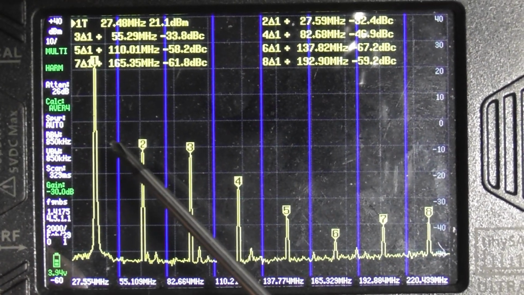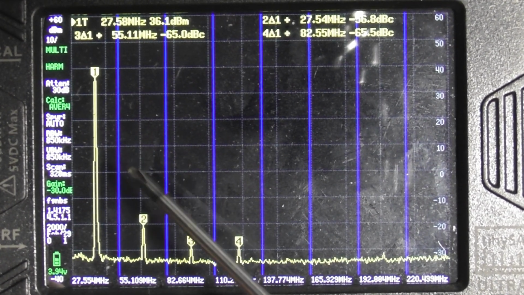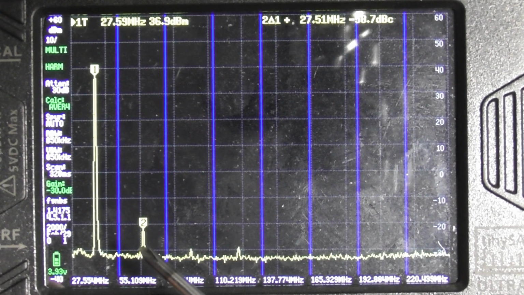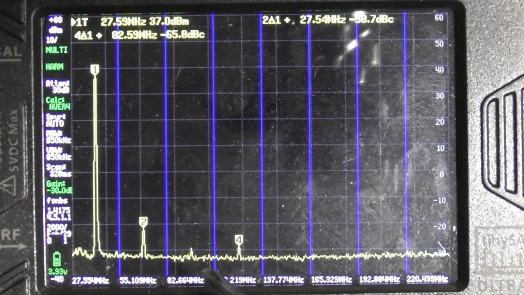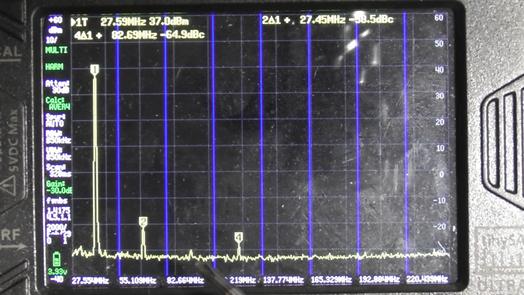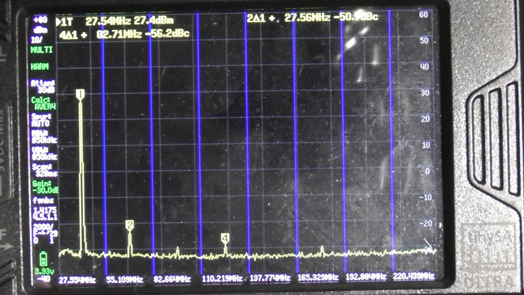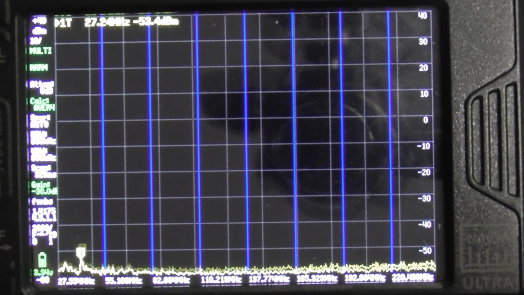You can see this is the fundamental frequency. This is your first, second harmonic. As you can see, these harmonics here are pretty low. And even this one, I don't know if you can see. Let me just try and move the light here a bit. Better. Okay.